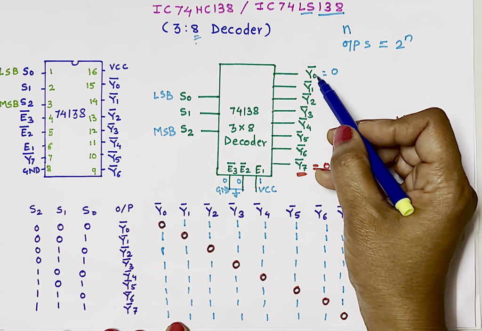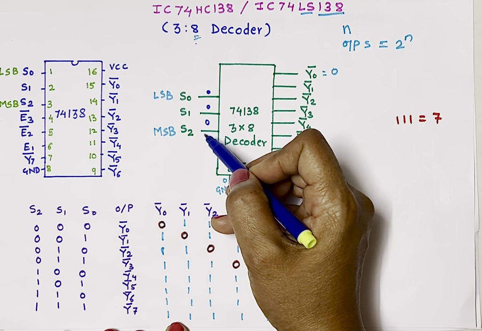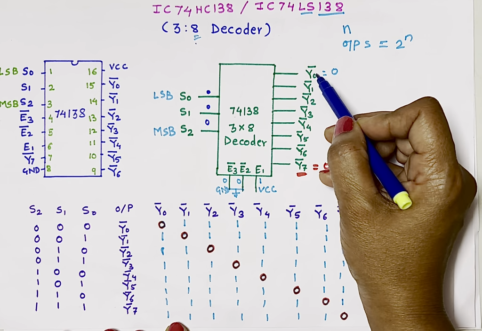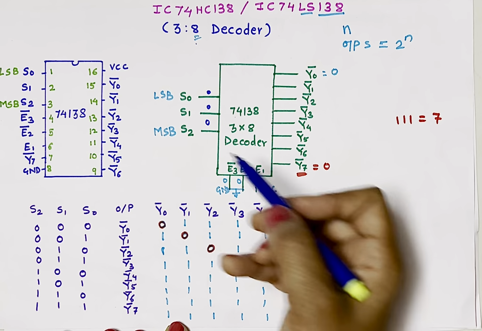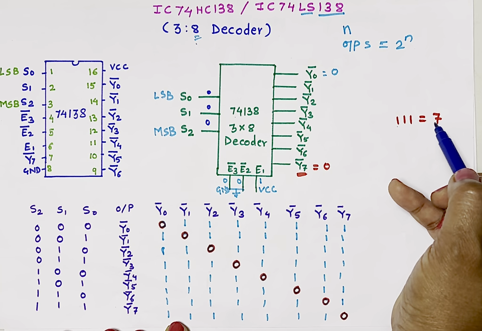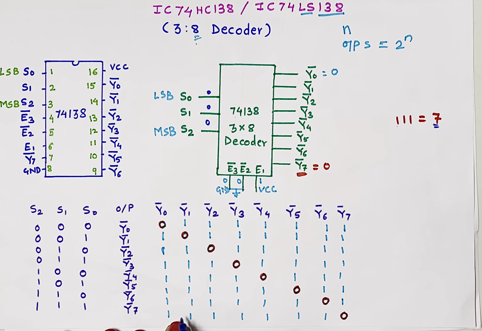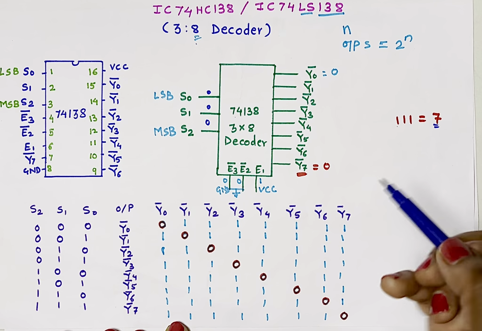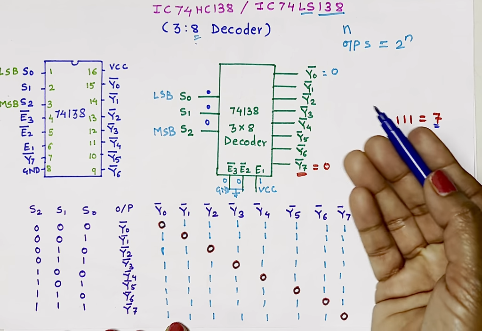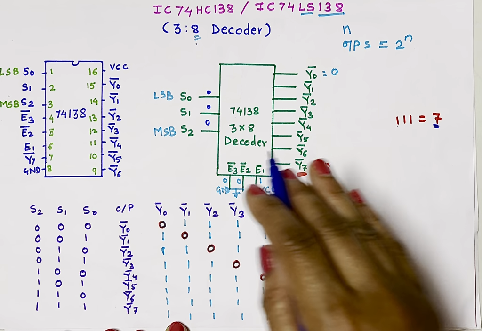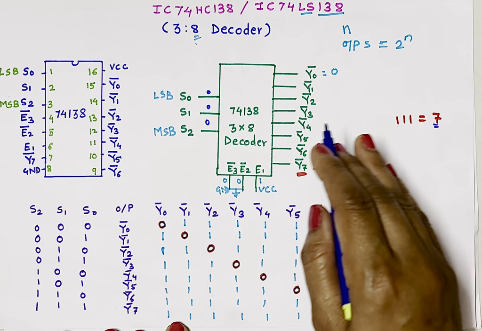The meaning is, this is a decoder. If the selection input is 0, 0, 0, it will select the first output and make the first output 0 and the remaining outputs will remain 1. If the select input is 1, 1, 1, that is 7, then it will select Y7, it will make Y7 0 and other outputs will remain 1 because outputs are active low. In case of active high, the selected output will become 1 and remaining outputs will remain 0. That is the basic difference between active low outputs and active high outputs.